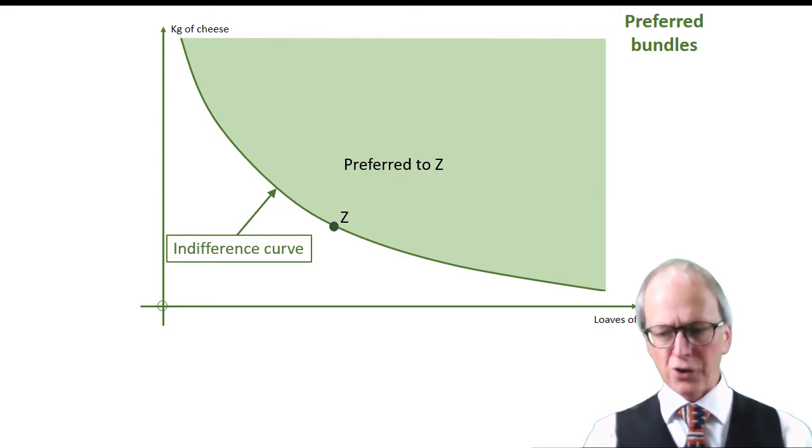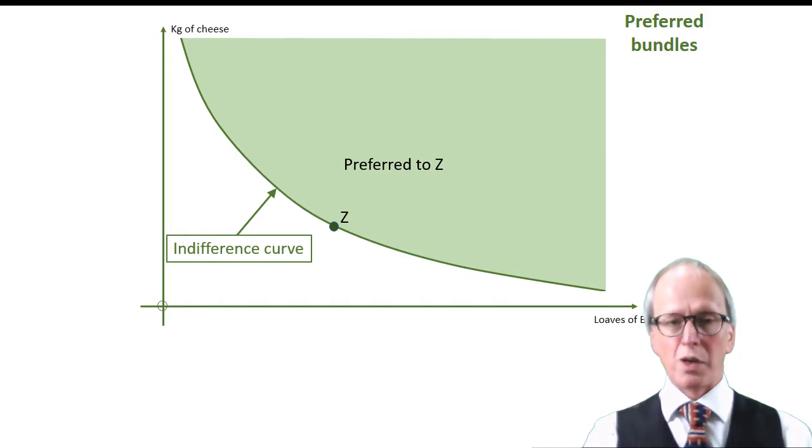This is a rather different question from the first one. We imagine that it's possible to compare every possible consumption bundle with Z, and for the person making that choice to say whether Z is preferable to the alternative, or else whether the alternative bundle is preferable to Z. I've assumed that the shaded area, labelled preferred to Z in the diagram, shows all of the alternative consumption bundles that are preferred to bundle Z.